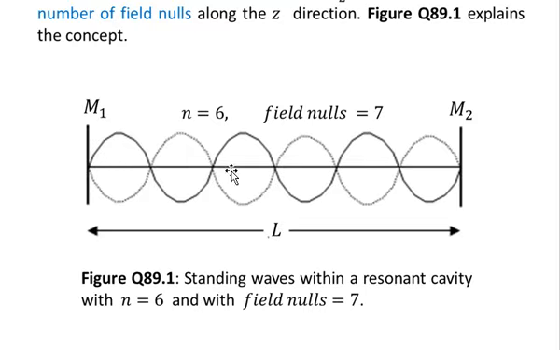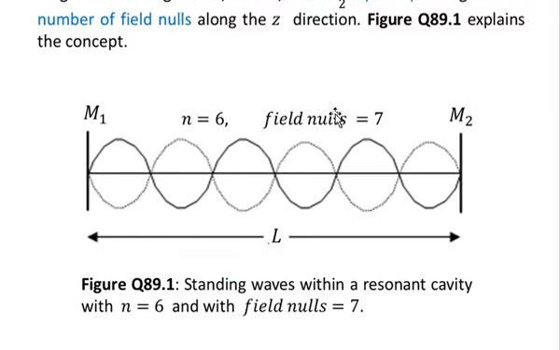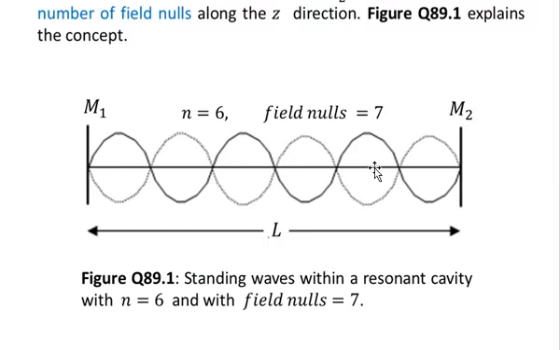Which means that you can notice how many standing waves are being fitted into this region: 1, 2, 3, 4, 5, 6. So that's why we have n is equal to 6. Because if you put n is equal to 6, it means that you can put 6 half wavelengths. That is, the complete wavelengths will be 3 in number, or half wavelengths will be 6 in number. And you can see that the field nulls are 7, that there are 7 points in this standing wave pattern where the field is going to be 0.